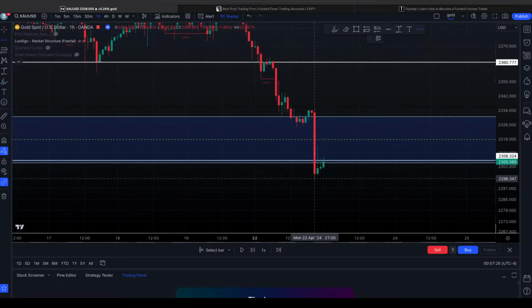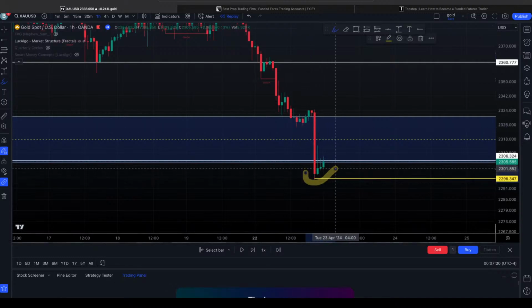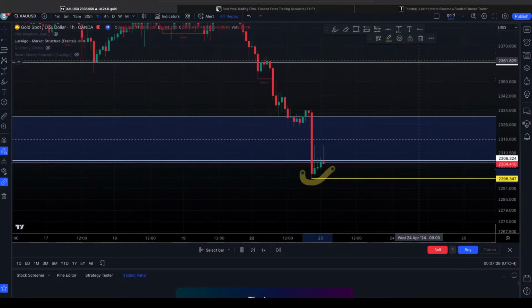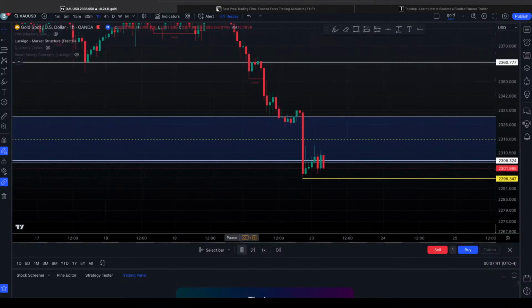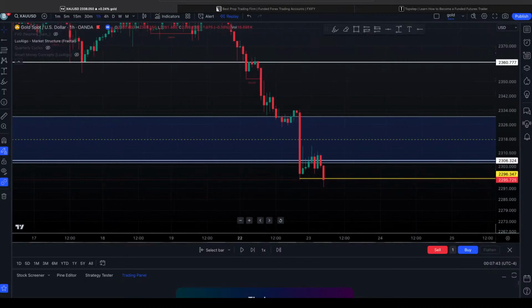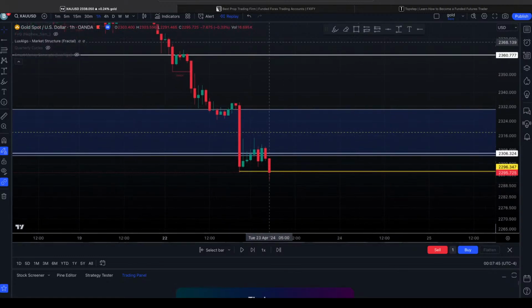But then I also need this line to get broken, because like I said, when a low gets created, we need to break that low before we go and tap the highs. So when you press play, you can see what ends up happening right here. Boom, right there. So now we broke that low right there.